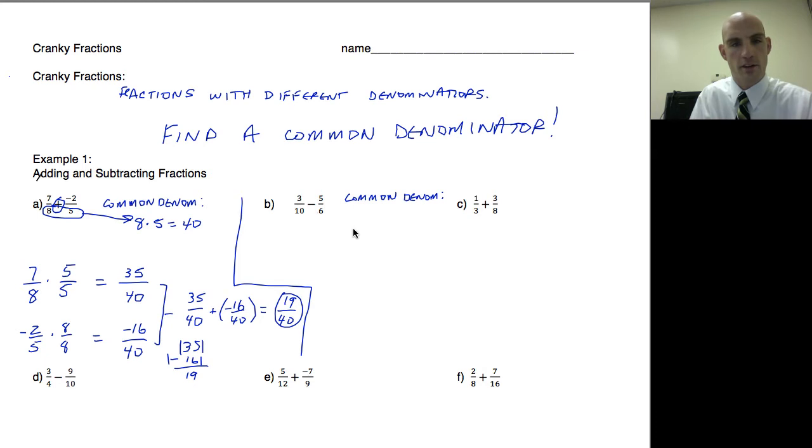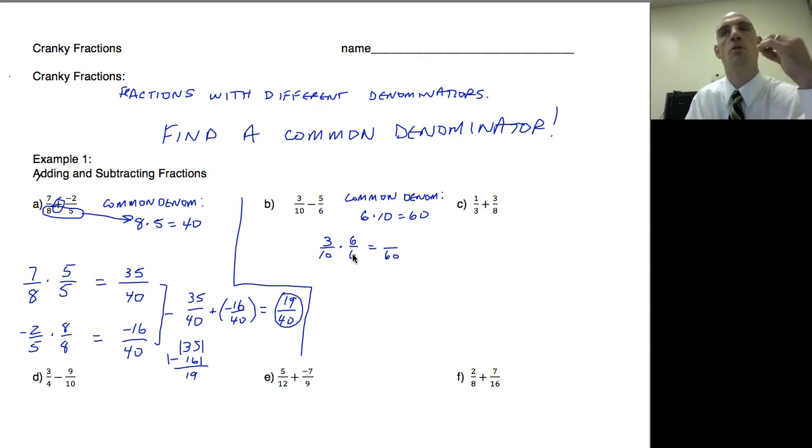Let's look at another example. I've got 3/10 minus 5/6. I want to find a common denominator. My common denominator is going to be something that both 6 and 10 go into. Well, if you're thinking about it, you know that they both go into 30, but we're going to use the multiplication of both of them. So it's going to be 60.